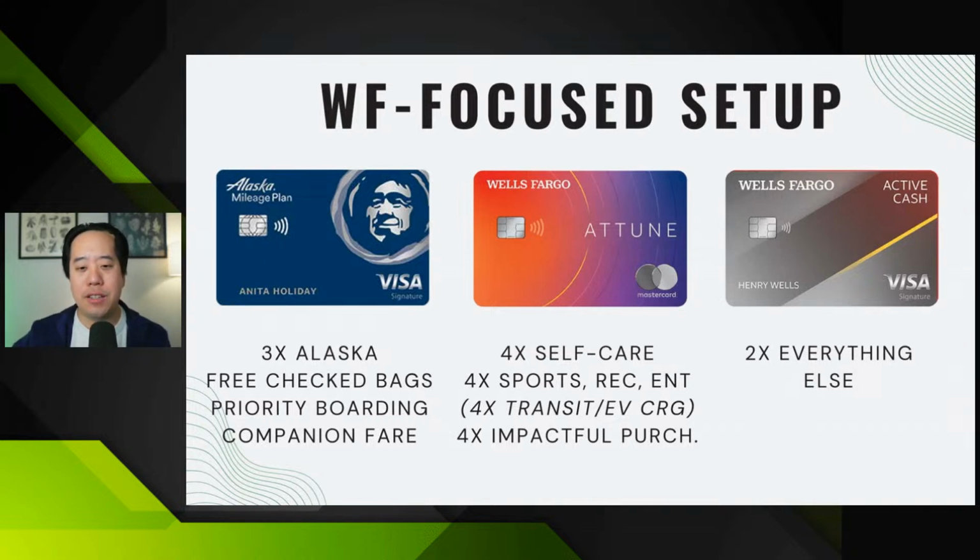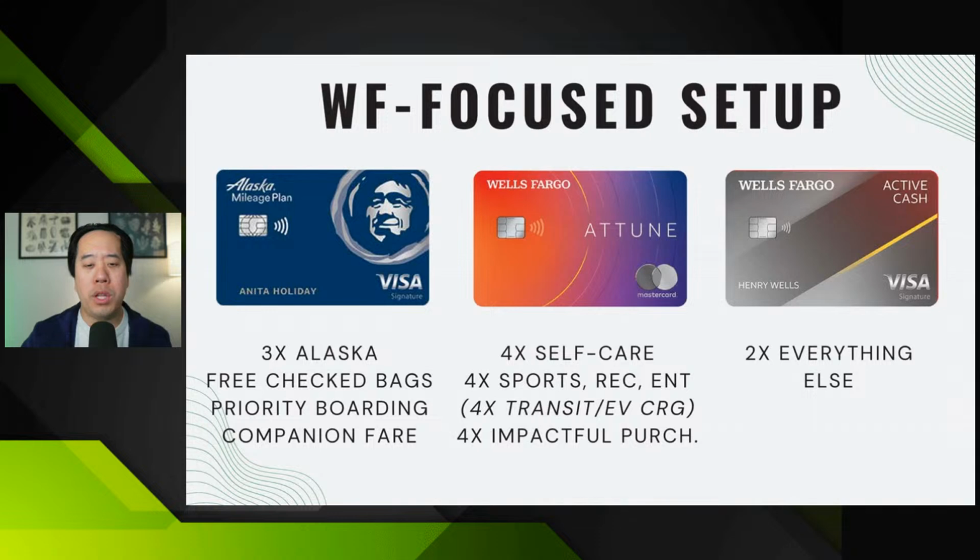But he also has the Active Cash, which is a good no annual fee catch-all credit card with 2x cashback on everything else. And the Attune card, which has these weird categories that cover more esoteric things you wouldn't think of, like self-care, sports, recreation, entertainment, as well as the 4x in impactful purchases. It does have a transit and EV charging type of category, but it's not really all-encompassing of transit, so I wouldn't consider it a real transit category card.